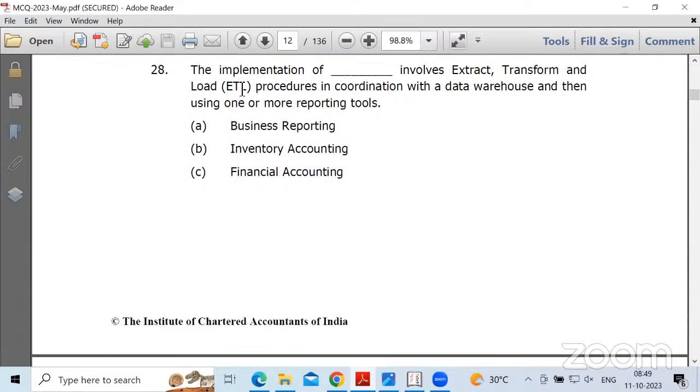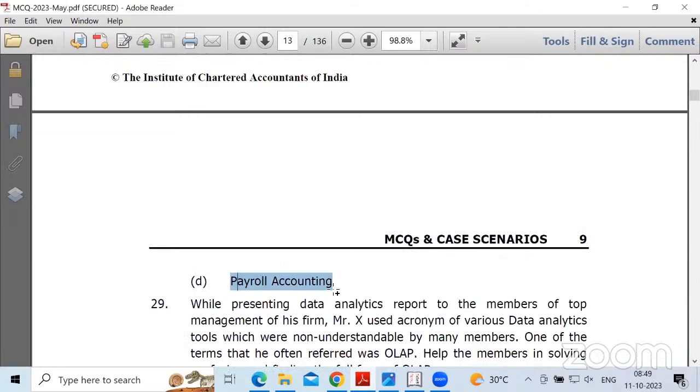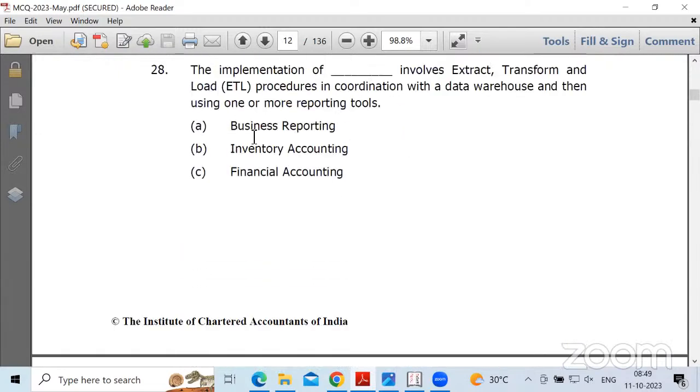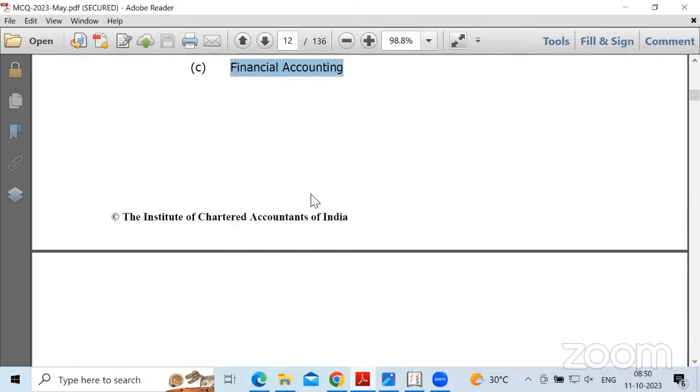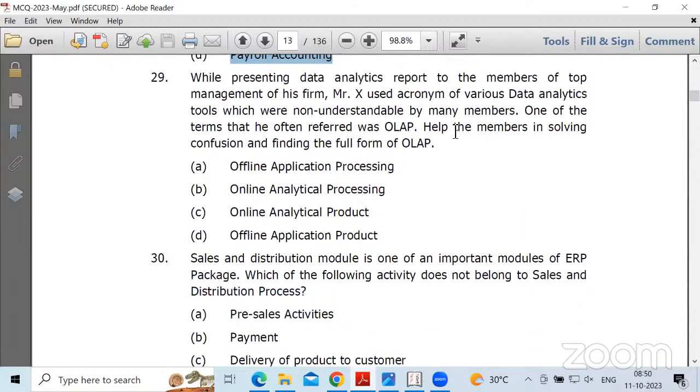Next, the implementation of dash involves the extract, transform, and load (ETL) procedure in coordination with the data warehouse, then using one or more reporting tools: business reporting, inventory accounting, financial accounting, as well as payroll accounting. So, invariably, the answer is business reporting, because just now we had seen XBRL, extensible business reporting language. Inventory accounting is related to the stock item. Financial accounting is related to financial statements. Then payroll accounting relates to salary statements. So that is not having any connection.